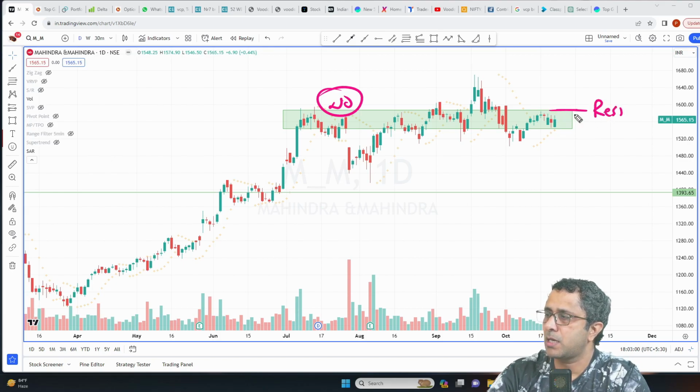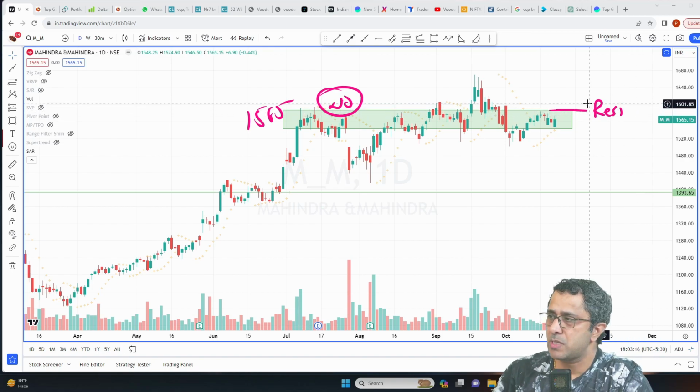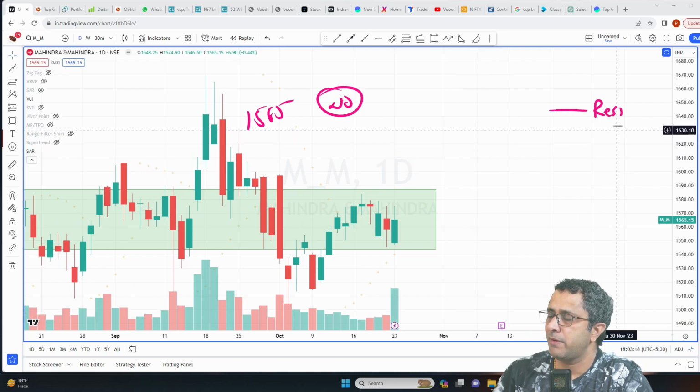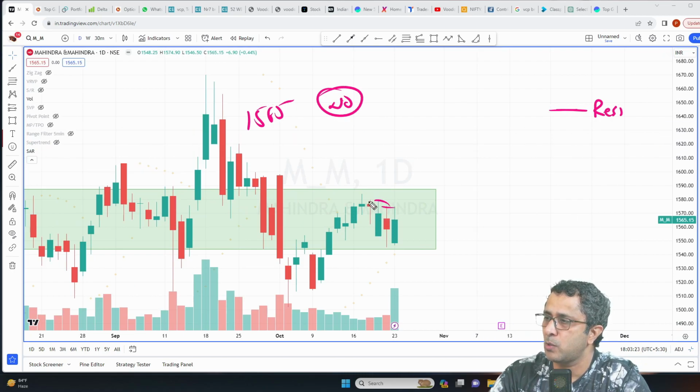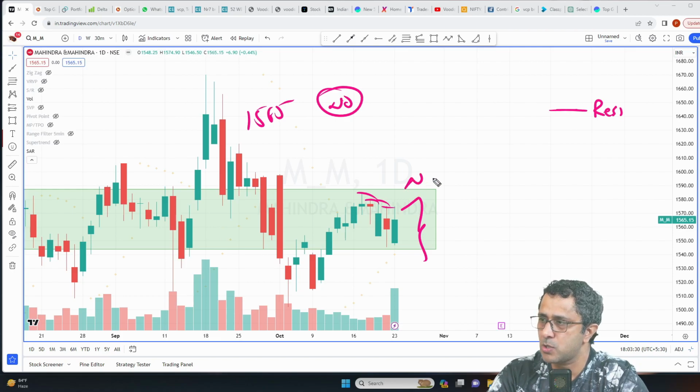So the current closing is 1565 and the resistance is available around 1590. Even if you buy around 1575, it's still a risky trade because it can turn from anywhere. If you look at the last few days, it can turn from here, from here, here and here. So you never know, it can take a U-turn from anywhere. So again, this stock is not ready.